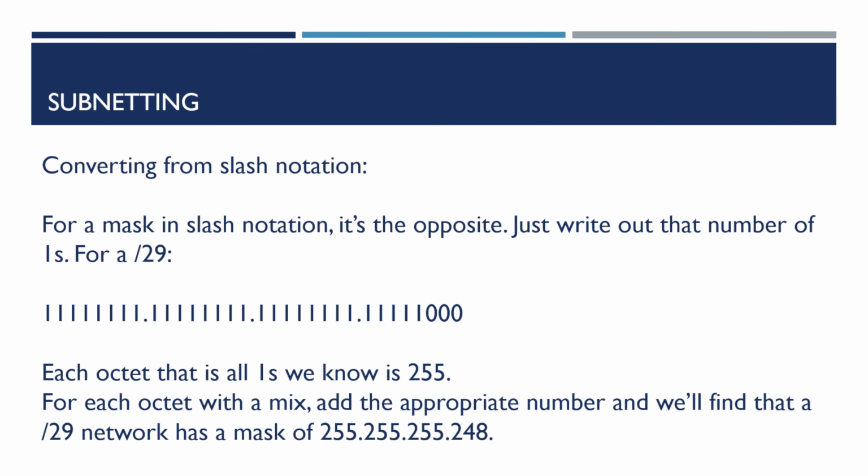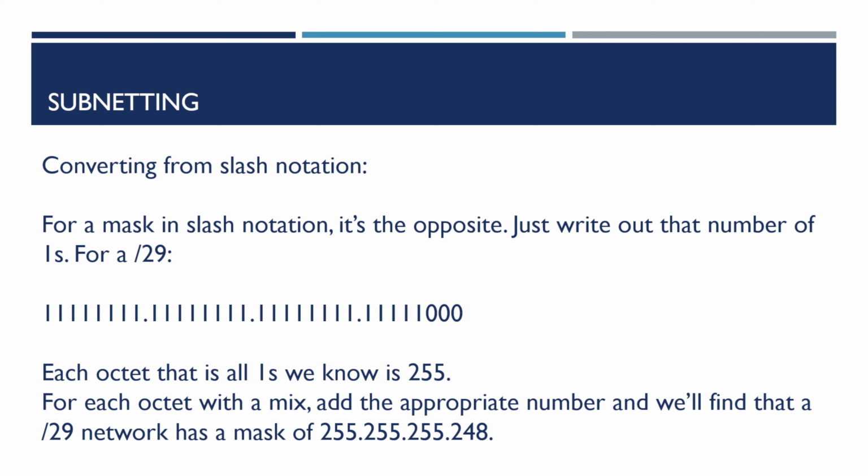Well, let's do the opposite. Let's convert from slash notation. This one's a little bit easier. Well, we know it's a /29 network, so let's write out 29 ones. We're going to separate them in chunks of 8 for each octet, and, well, we just do the math. Again, we know that the far left space in that 4th octet is 128, so we just need to add 128 plus 64 plus 32 plus 16 plus 8, and, well, we get 248.